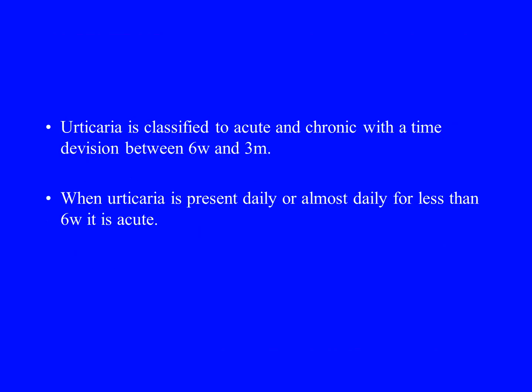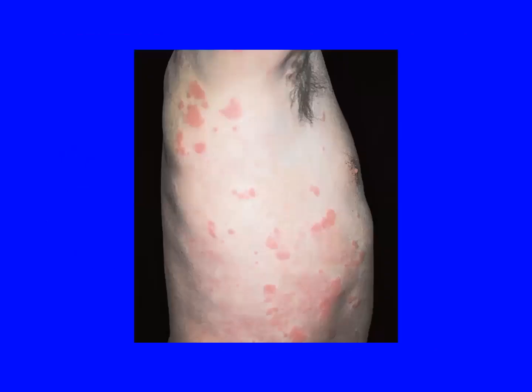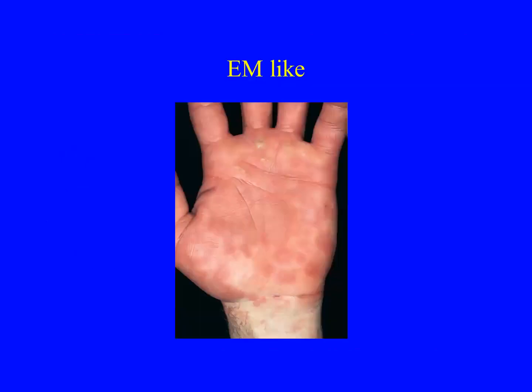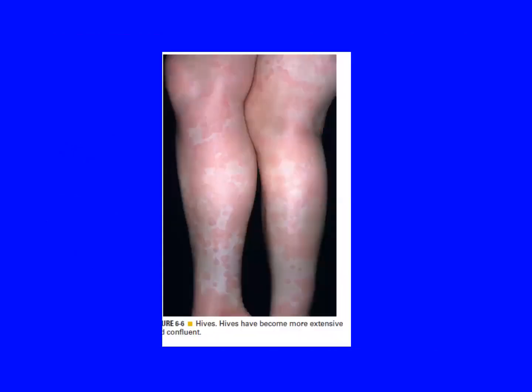Urticaria is classified as acute and chronic, with a time between 6 weeks to 3 months. When it is present daily or almost daily for 6 weeks, it is chronic; for less than 6 weeks, it is called acute. This is a picture of urticaria. Another picture, which is more like erythema multiforme on the palms. Urticaria, commonly called hives.